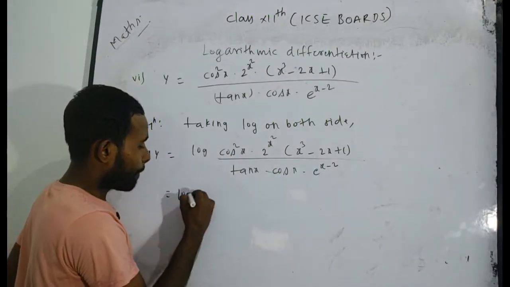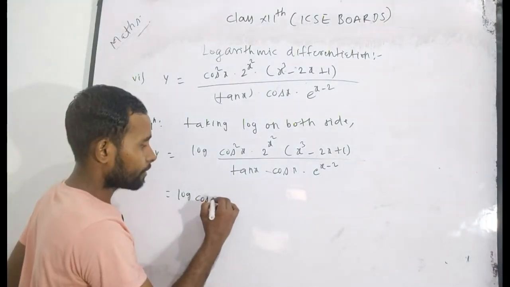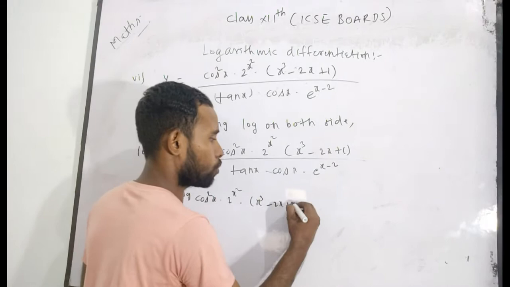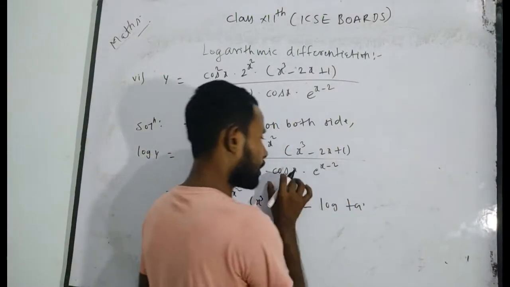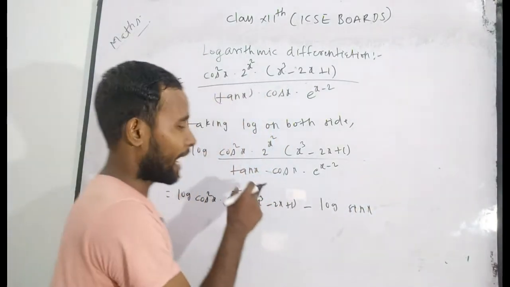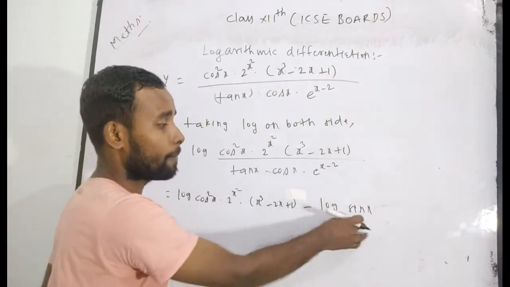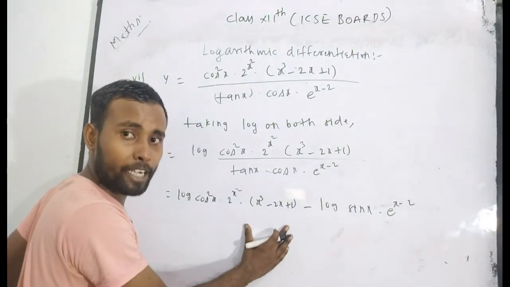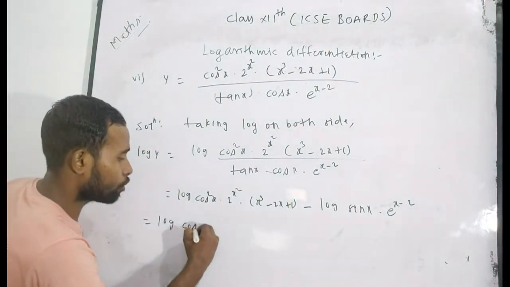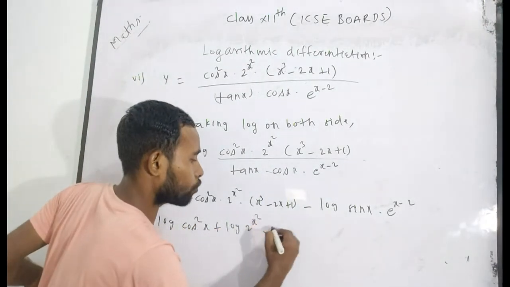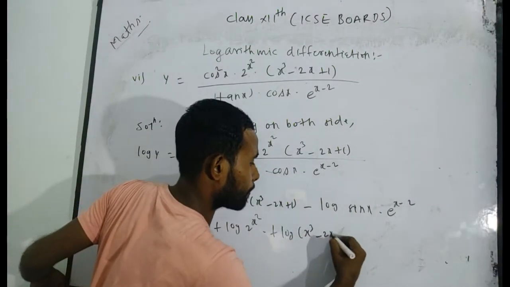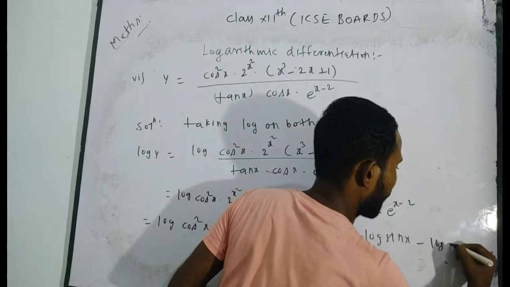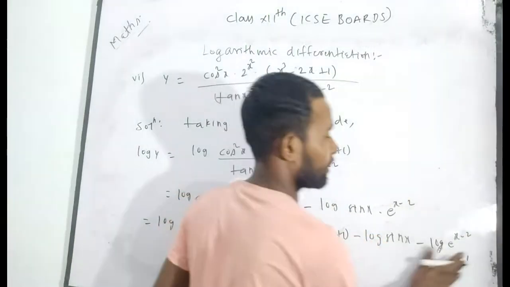In that case, after simplification, it will go log of cos square x into 2 to the power x square into x cube minus 2x plus 1, minus log of tan x by cos x. You can write directly sin x, because tan x is equal to sin x by cos x, and cos x eliminates, and you will get simply sin x into e to the power x minus 2. Now if you see, it is a product of three terms, log of a into b into c. Definitely you will write here log a, that means log cos square x, plus log b, 2 to the power x square, plus log c, that means x cube minus 2x plus 1, minus log of a into b, that means minus log sin x, minus log e to the power x minus 2. I think you understand very well.